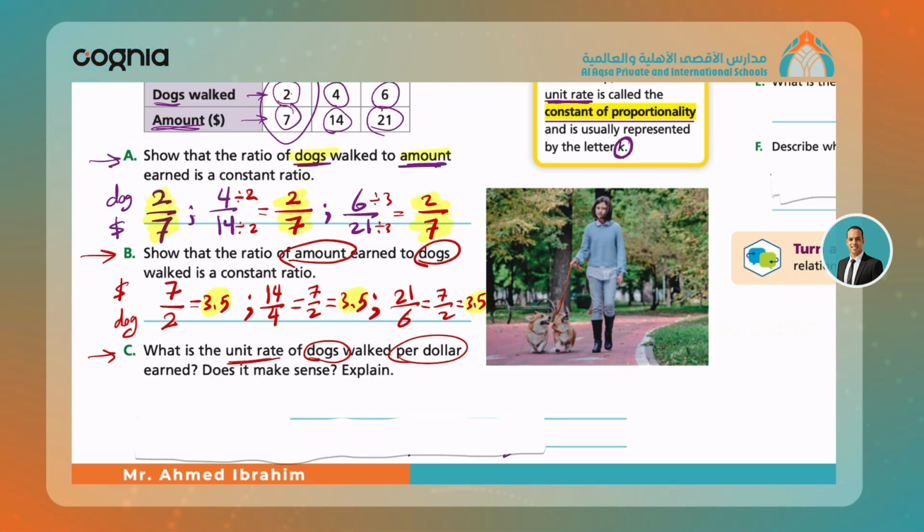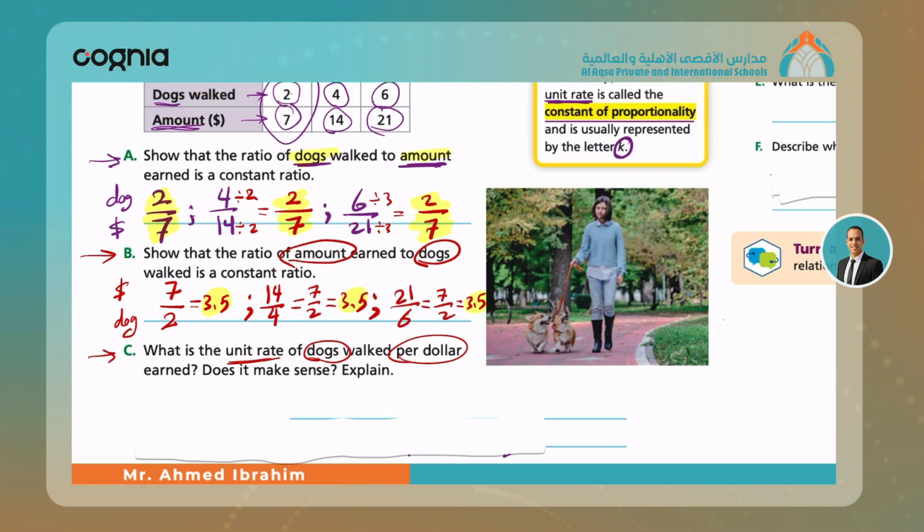And when we get the unit rate, you divide the number of dogs by the amount of money, which is actually the same, 2 over 7. So it's 2 over 7 dog per dollar. But does it make sense? 2 over 7 dog? 2 over 7, guys, it's a fraction.